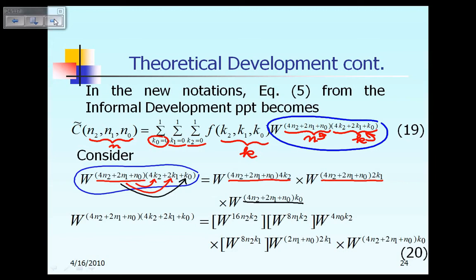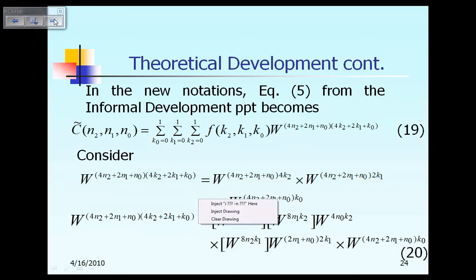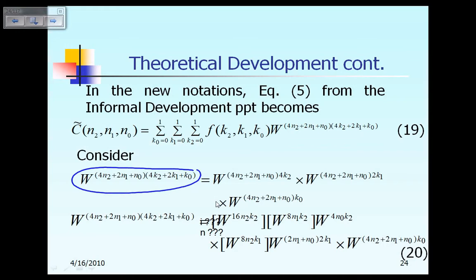The next step that we do: for the left-hand side, again, nothing changed. The left-hand side is the same, so we rewrite it here. Okay? And then the only thing different here is we take 4n2 times 4k2. That will give you 16n2k2 as the power of W.